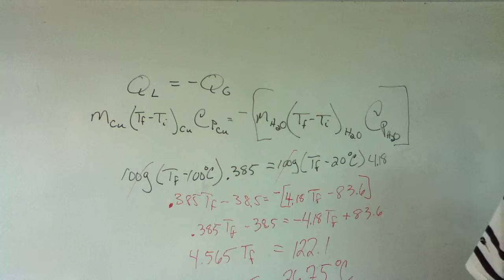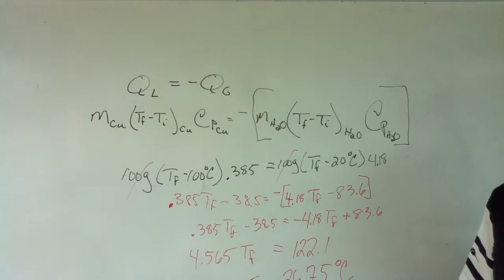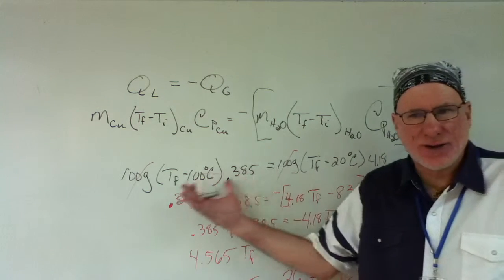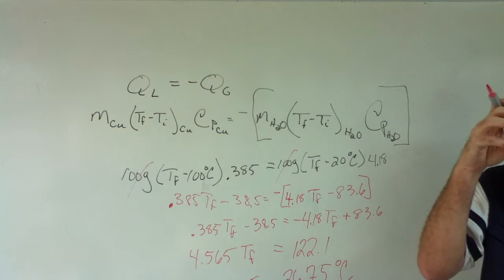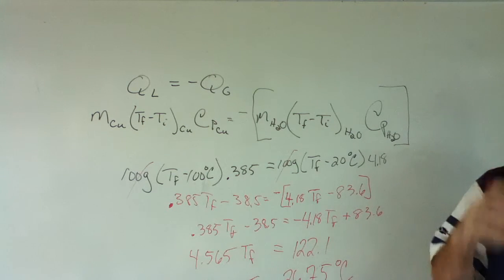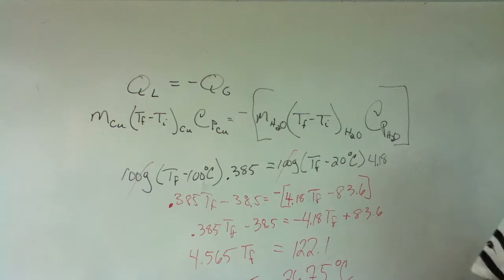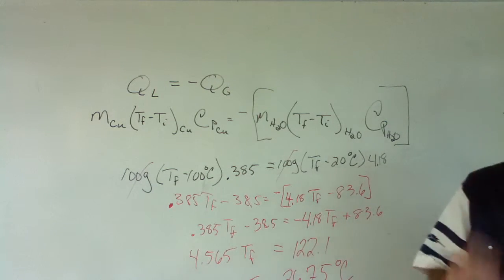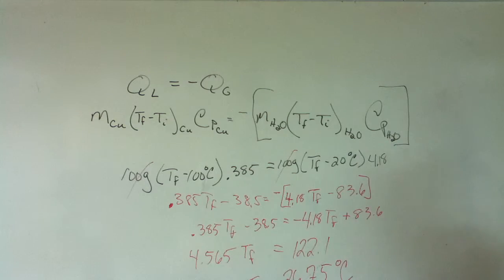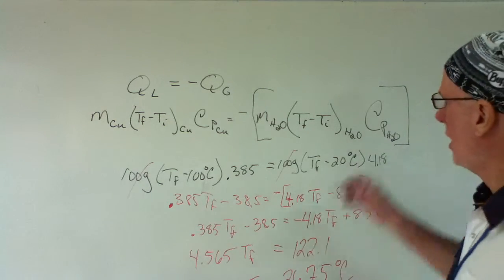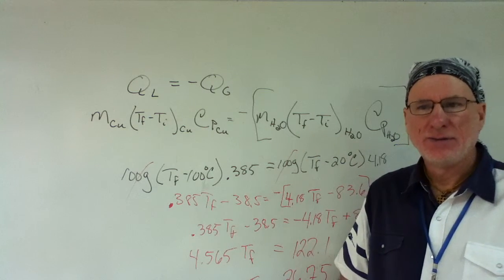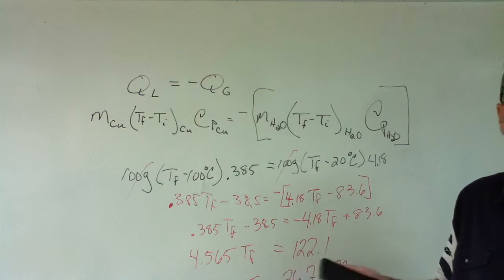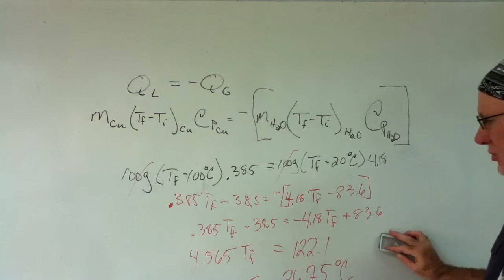So does that make sense, though? Yeah, you've got like 100 grams of copper and 100 grams of water, although the copper is very dense, so it obviously fits in the water. It's not going to raise the water level that much because it's so dense. It's like 8 times more dense. So now, let's just try this. We know that the answer is 26.75. Are we okay with that? Easy? Right?